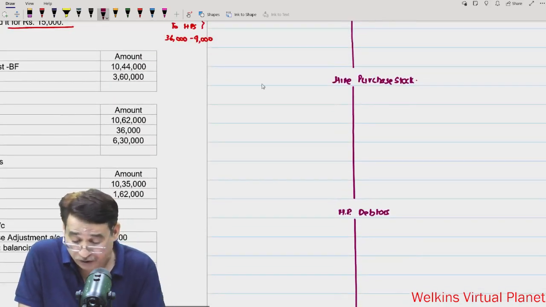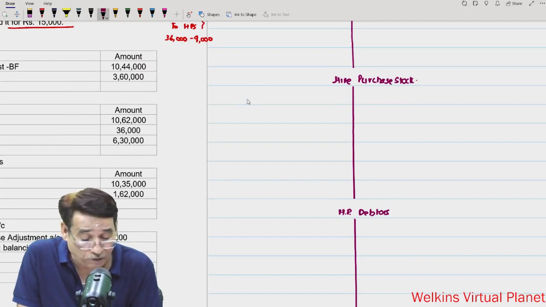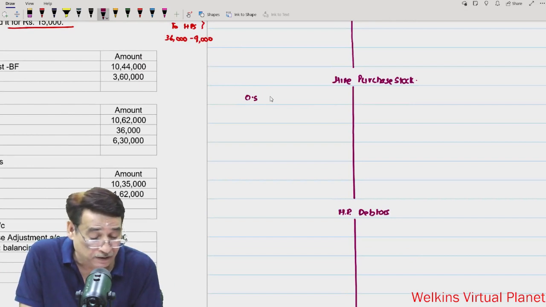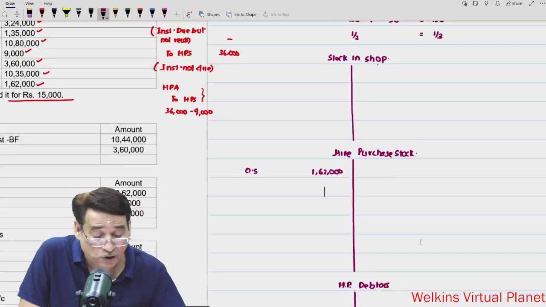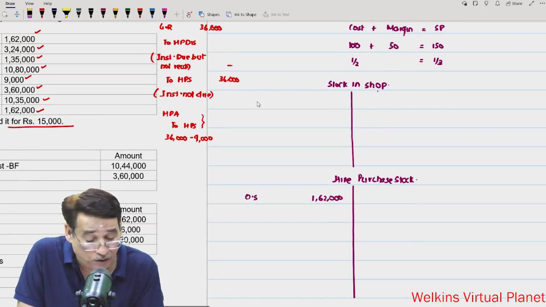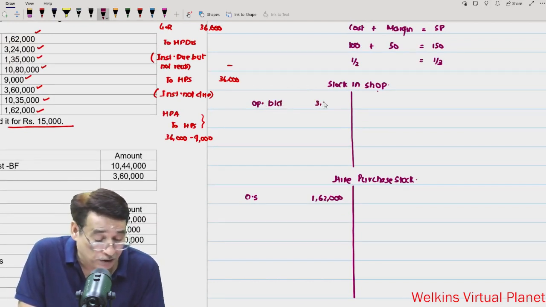Now, the first information is stock with customer on hire purchase prices, 1,62,000. Stock with customer, correct? So, first of all, we will write opening stock or opening balance. So, opening stock which is given to us is 1,62,000. It is at hire purchase price. Stock in hand at shop opening balance is given to you. So first of all, you will write opening balance. Opening balance brought down in stock in shop account is 3,24,000.